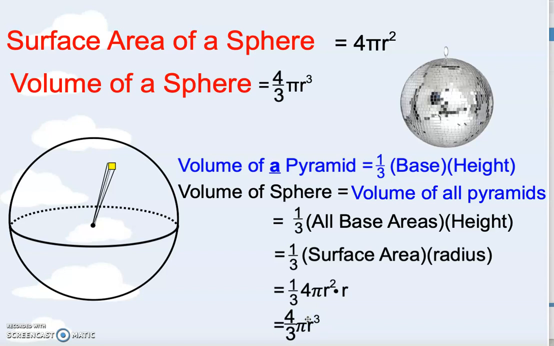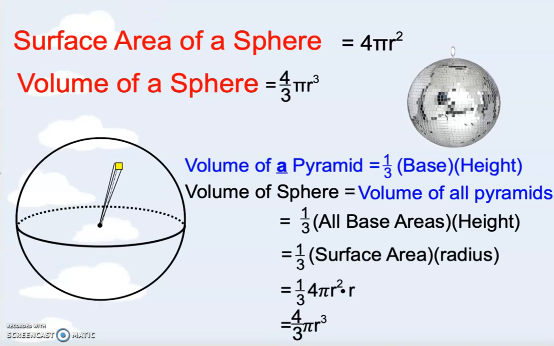And one thing you'll notice is this is our very last volume problem, and it's the easiest of all formulas. I mean, the only thing you need to know to find the volume of a sphere is the radius. So let's take a look at 3 examples and see how we do with those. All right, so here we go.